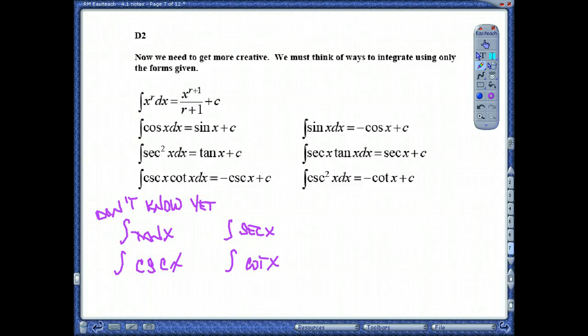So the only two trig functions flat out that we know how to integrate are sine and cosine. After that, we know how to integrate secant squared, cosecant cotangent, secant tangent, and cosecant squared. Now you can see that one of the problems we're going to encounter is that the derivative of sine is positive cosine, but the integral of sine is negative cosine. So we're going to have to be very, very careful.